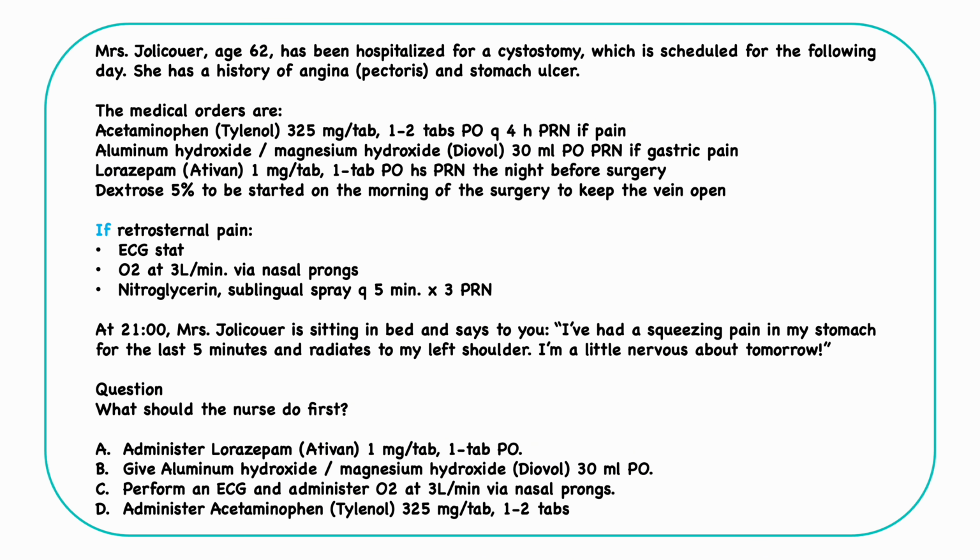Here's an example scenario. Protocol for retrosternal pain. ECG stat. O2 at 3 liters per minute via nasal prongs. Nitroglycerin sublingual spray every 5 minutes times 3 PRN. Question 1. What should the nurse do first? Since the patient is experiencing retrosternal pain, the correct answer is letter C. Perform an ECG and administer O2 at 3 liters per minute via nasal prongs.